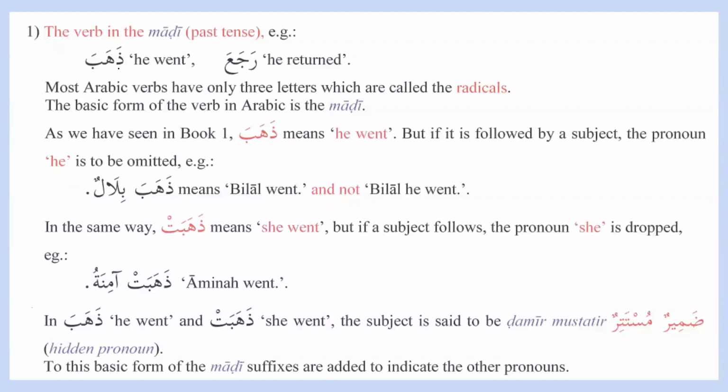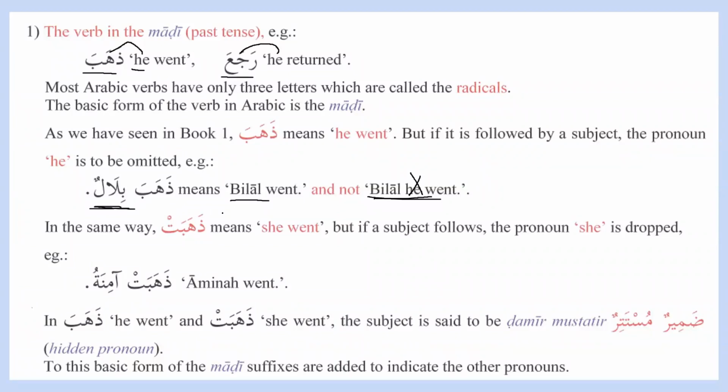So the same thing over here, we will just go through this quickly. We say dhahaba, that means he went, and raja'a, he returned. But when you have the doer, and as I mentioned earlier, if the doer is apparent, if the doer is visible, if the doer is outside, in dhahaba, the doer is inbuilt. In raja'a, the doer is inbuilt. But when you say dhahaba Bilalun, it means Bilal went and not Bilal, he went. Now that he is dropped, it will be Bilal went.